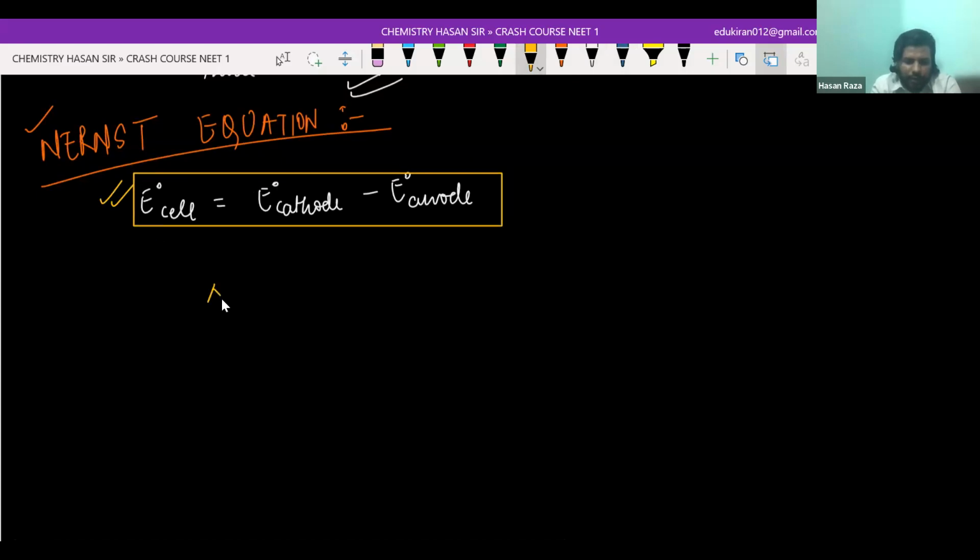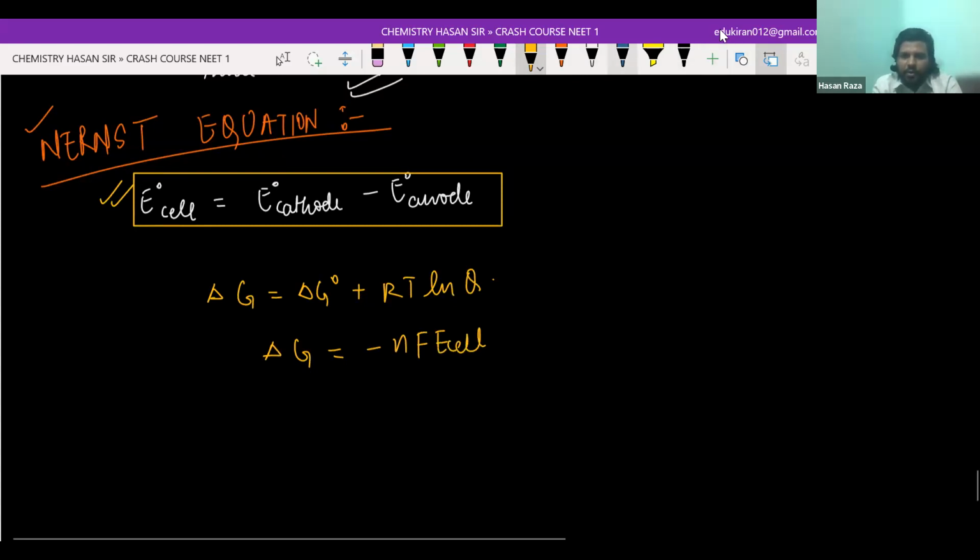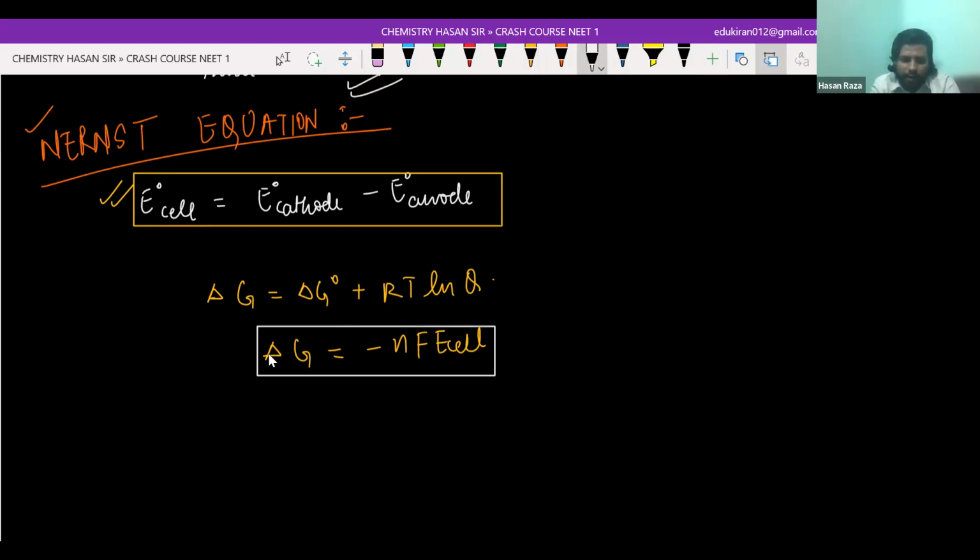Now there is another formula, delta G is equal to delta G naught plus RT ln Q. And from here we can easily get delta G is equal to minus NF E cell. So these are some formulas that you need to take care of, which is very, very important.